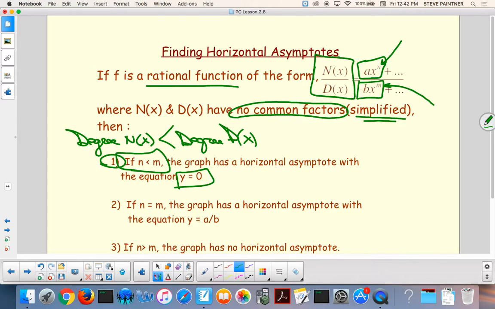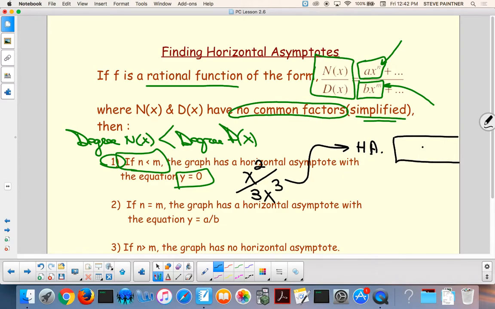So what I'm trying to tell you is this. If you ever see x to the second divided by 3x to the third, I think I did that wrong. Let me try that again. Okay, I want n less. So this is 2, and this happened to be 3. Would you agree the degree on top is less than the degree on the bottom? So this tells me the horizontal asymptote must be what? Y = 0. So there's really no work to do. You just need to know these rules.